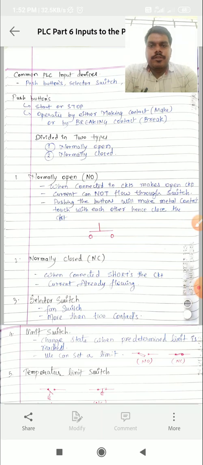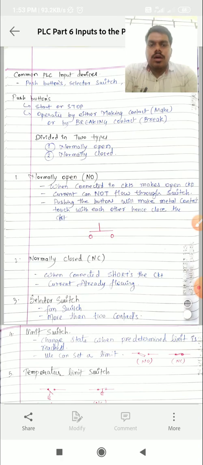In the previous 5 videos, we have seen some basics of PLC. What is PLC? PLC structure, its block diagram, inputs, outputs, memory types, some applications with examples. And in between, we have seen some programming types, which type of programming can be used in PLC. So in part 6 of the video, we will learn which are the common types of PLC input devices that can be connected to the PLC device.